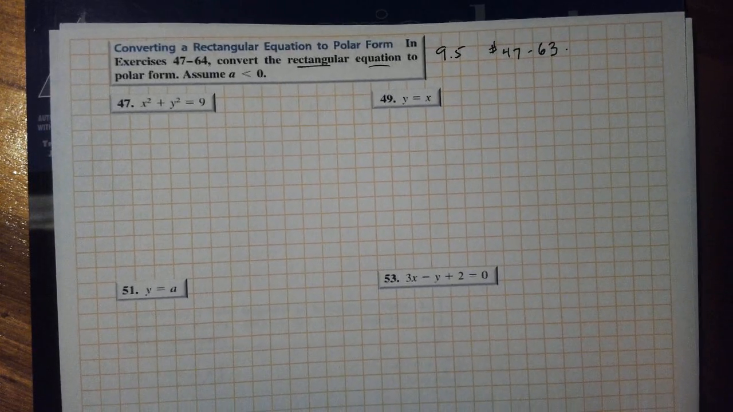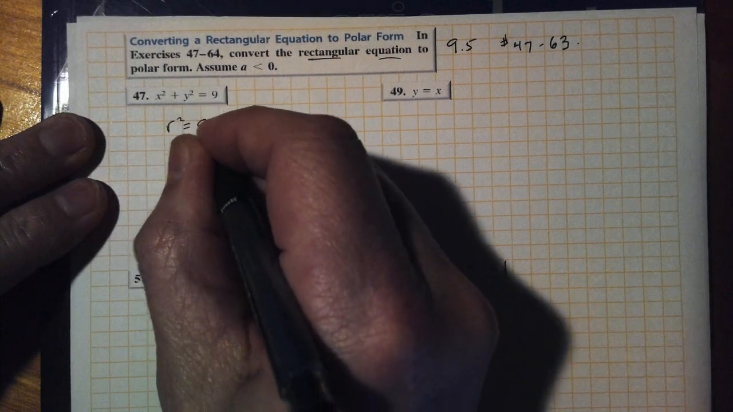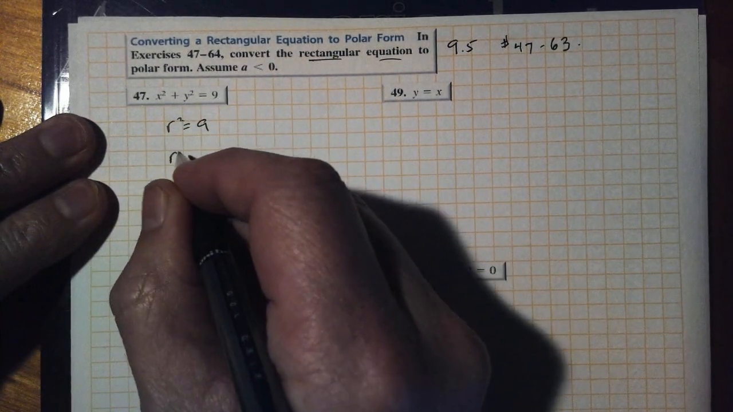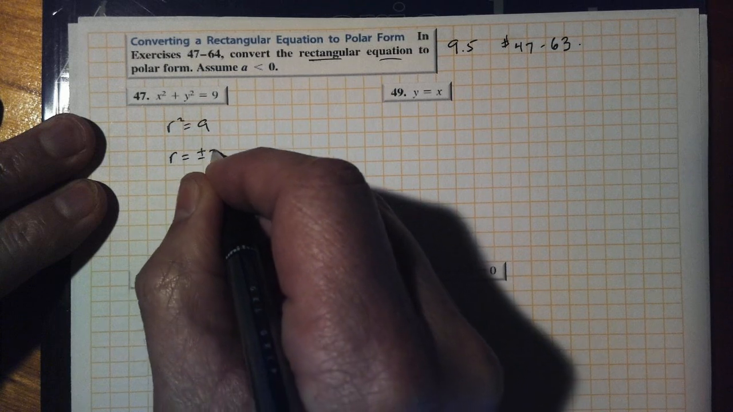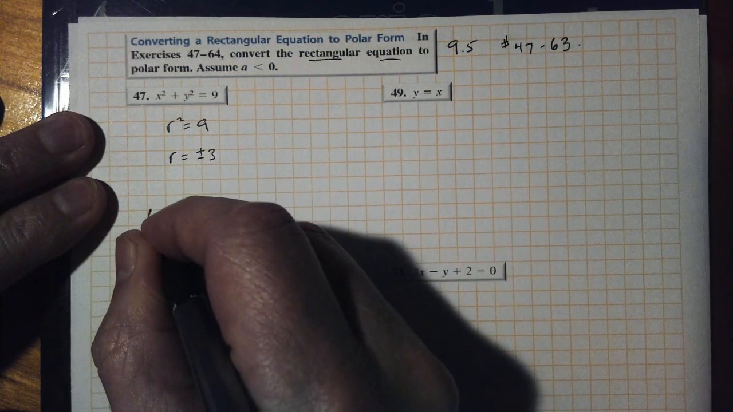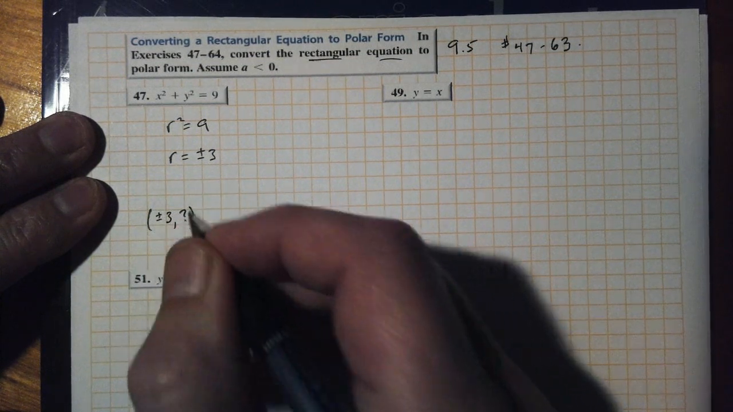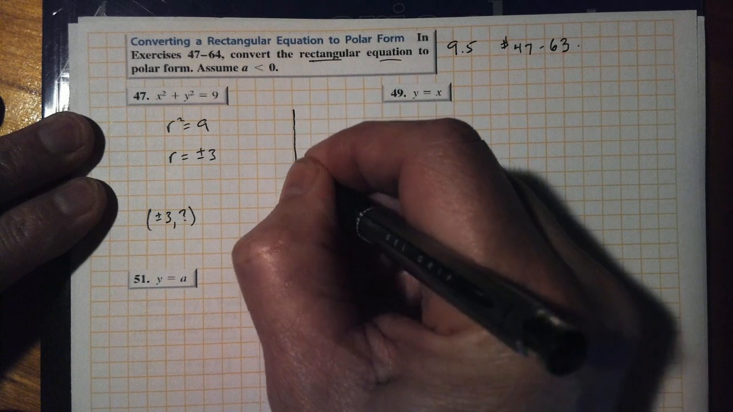Right out of the bat, they give us x squared plus y squared. So that is r squared equals 9. And algebraically, we'd say r equals plus or minus 3. Let's think about that. That means that r, we're going to throw the rock forward or backwards 3, and we can rotate however much we want.